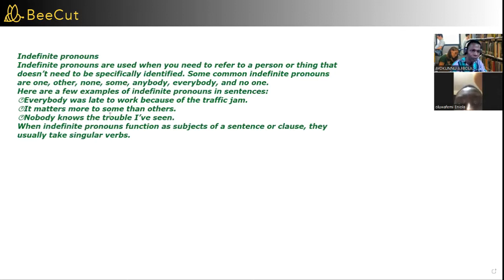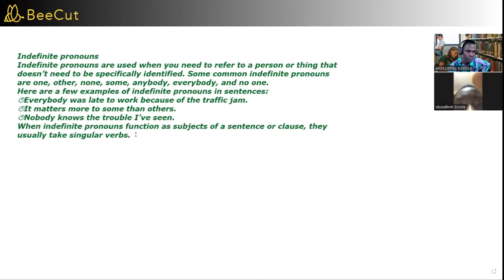It matters more to some than others. Now, can you figure out the pronouns in that sentence? Others. Another one. It. Another one. Some. Yes, it matters more to some than others. So we have it, we have some, we have others. So in this case, we are not being specific about the nouns that we are referring to, but it's just in general.